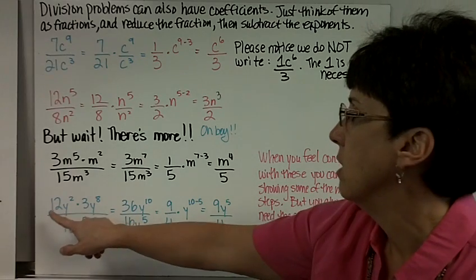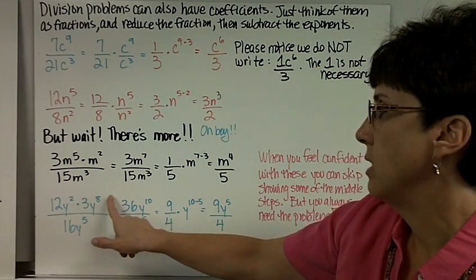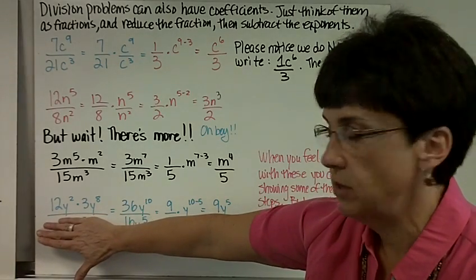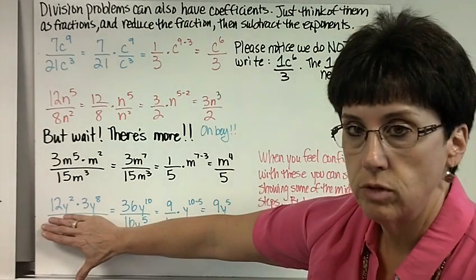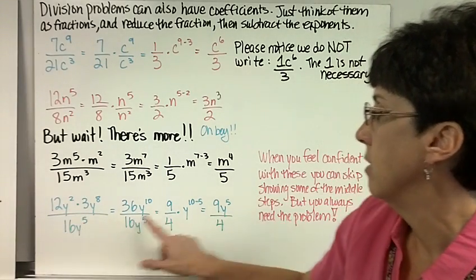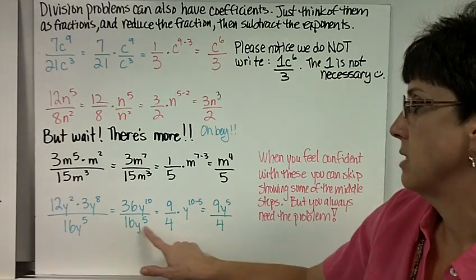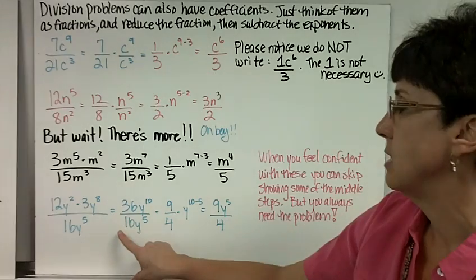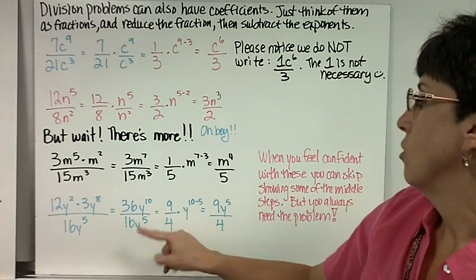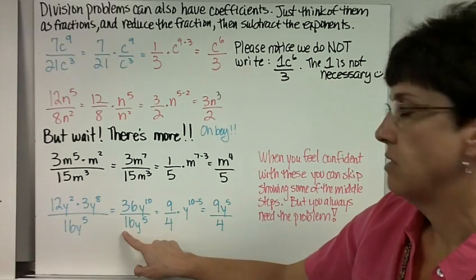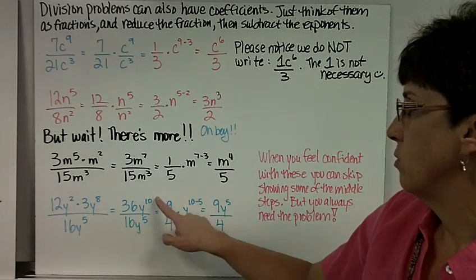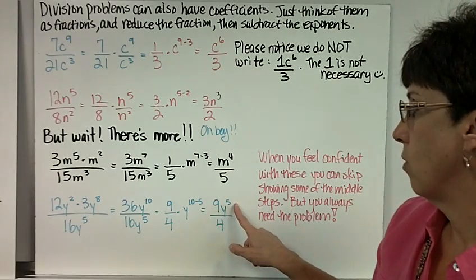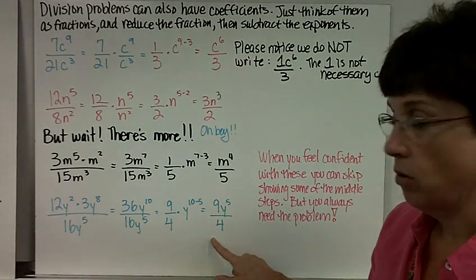Here's one more like that. 12y squared times 3y to the 8th divided by 16y to the 5th. Simplify your numerator. 12 times 3 is 36. Add your exponents. 2 plus 8 is 10. So it's 36y to the 10 divided by 16y to the 5. What's the greatest common factor of 36 and 16? 4. So 4 divides into 36 9 times. It divides into 16 4 times. And then we subtract our exponents. Y to the 10 minus 5. So that's 9y to the 5 over 4.